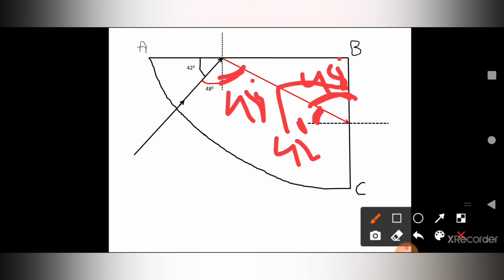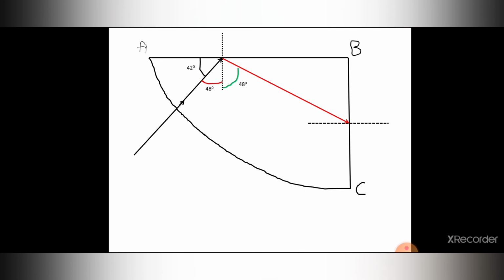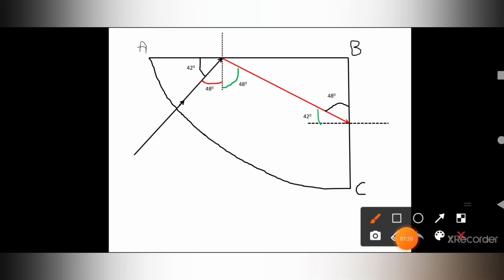Okay, now let's see what I've written. Yes, that is 48°. I already told you. This is also 48. I already told you. And this angle is 42 because 48 plus 42 is 90. Now this is my angle of incidence, because angle of incidence we always measure with respect to normal. Angle of incidence is 42°.